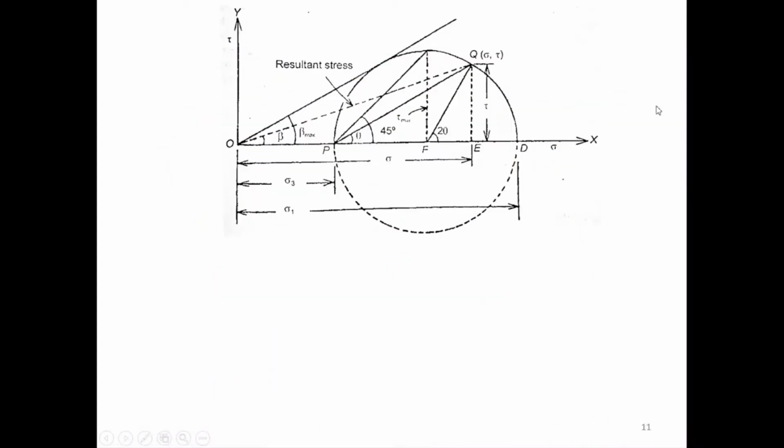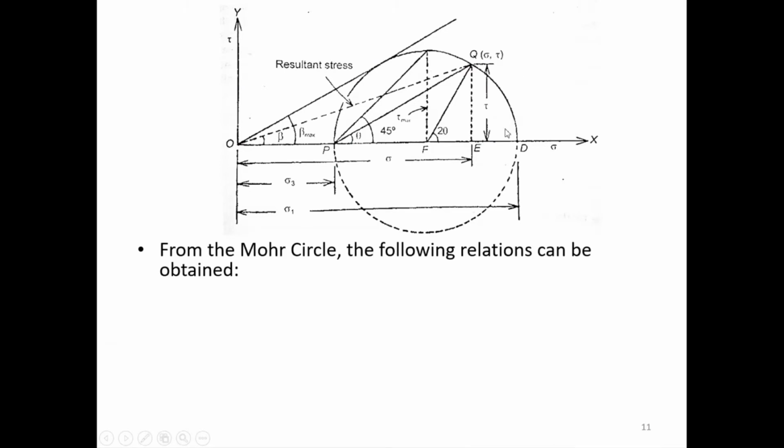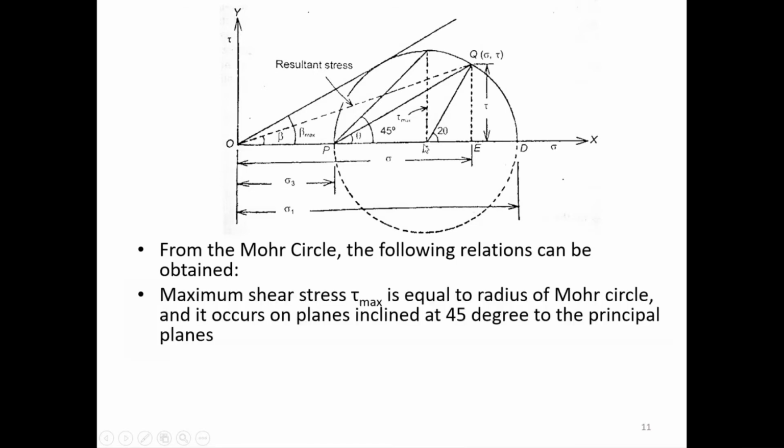Now look at this Mohr circle here. From this, a few other relations can be drawn. Where will be the maximum possible shear stresses? Here the line PQ we drew, and this is my tau, the shear stress on that plane AB, which was inclined at angle theta. Now if you look at this Mohr circle, where can be the maximum shear stress? Obviously, the maximum will be at the radius of the circle.